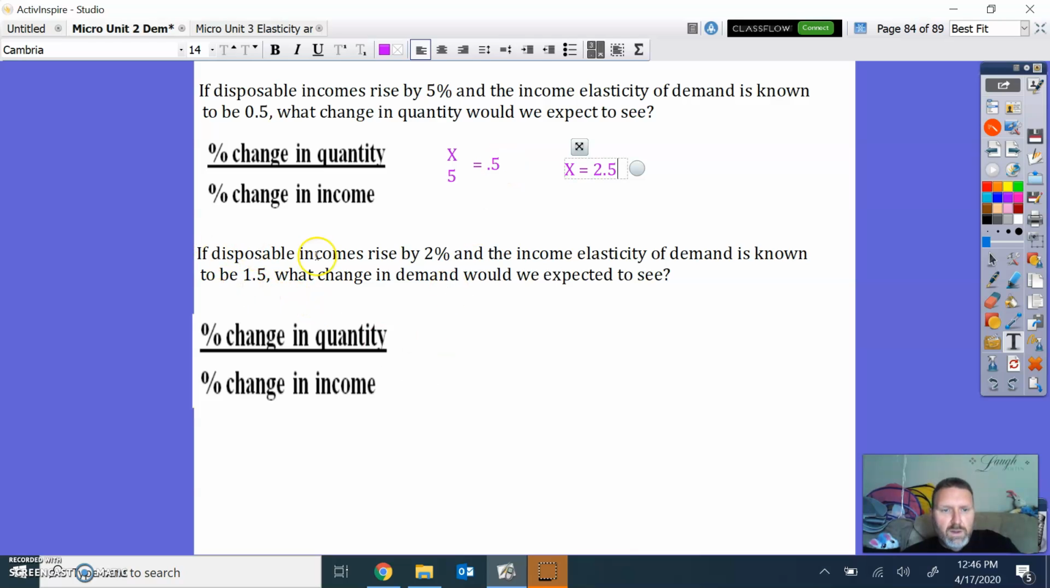Makes sense. So if disposable incomes rise by 2% and the income elasticity is 1.5, same problem. X over 2, they're all rising, equals 1.5. Same thing. Multiply the 2 over, X equals 3. So guys, it's basically a reading thing, not real hard here. But now you should know price elasticity of demand, cross price elasticity of demand, and income elasticity of demand.